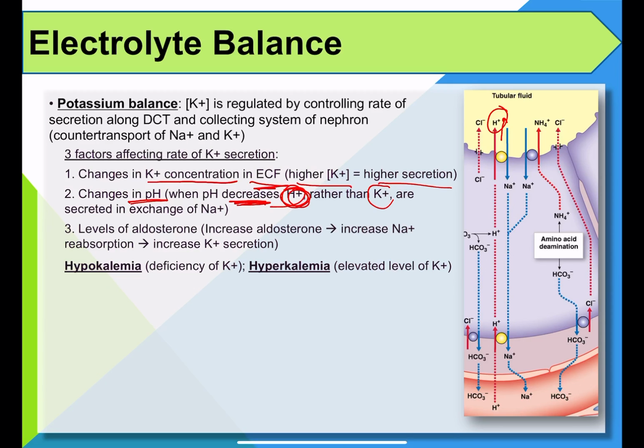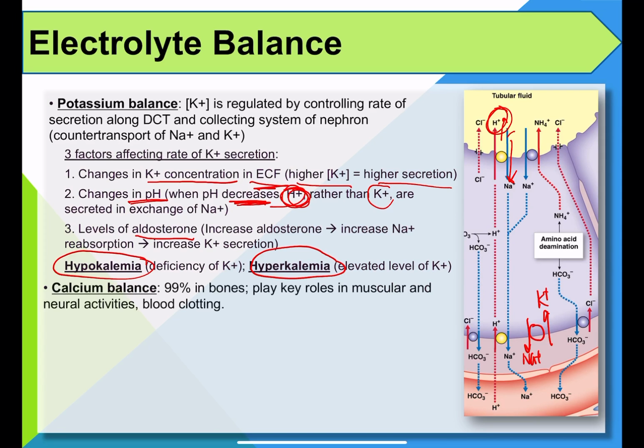Now that would affect how much potassium you're going to secrete, because your sodium ions are going to reabsorb in countertransport with hydrogen ions, which means it's also going to affect your potassium ion. So sodium ion goes in, potassium ions go out in secretion. Levels of aldosterone also affect potassium, because aldosterone affects sodium, which then affects potassium. If you have more sodium reabsorption, you're going to have more potassium secretion. Hypokalemia is when you have too low of potassium. Hyperkalemia is when you have elevated levels of potassium.